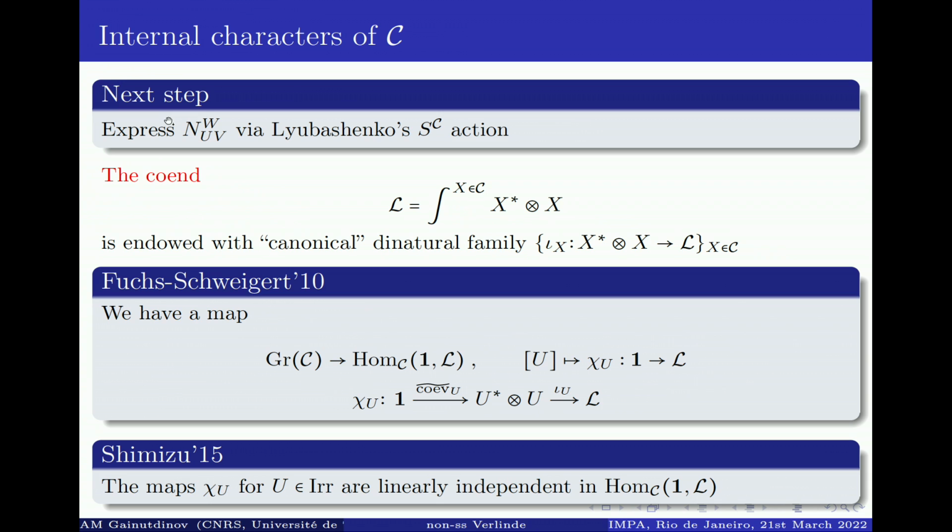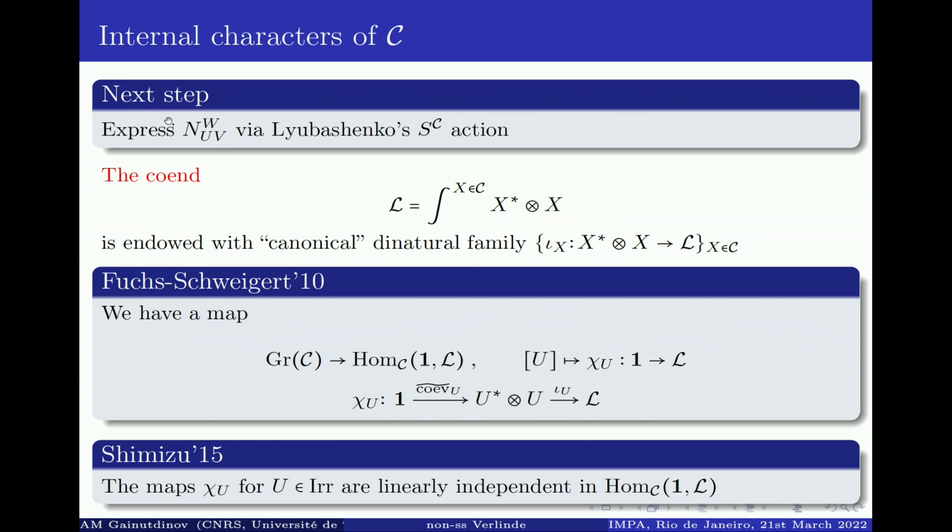I hid in previous slides the fact that the coend comes naturally with the canonical family of natural transformations. So it's equipped: when I say it's the coend of that functor, it's not just an object, but it comes with a family of canonical dinatural transformations. So this object and this family of maps, they should be dinatural from X star X to L for every object X in C. So this is part of the data of the coend, and this is also under control.